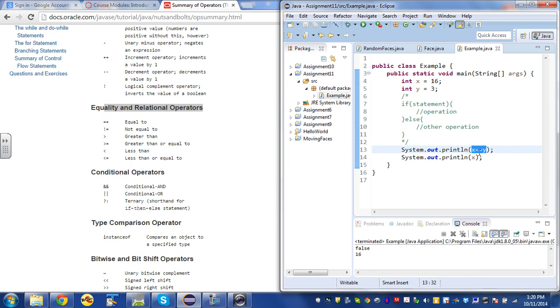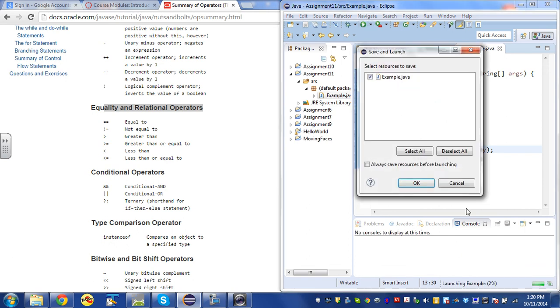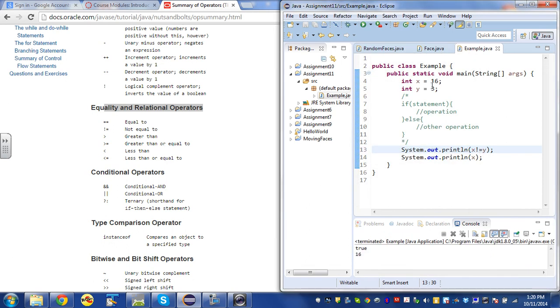Okay. Note that the double equals is very different from a single equals. The single equals is assignment. Single equal is used to store a value in a variable. The double equals is to compare two values. Not equal. So that's exclamation point equal. That evaluates to true if the thing on the left is not equal to the thing on the right. So since x is 16 and y equals 3, x not equal to y is true, because 16 is not equal to 3. Greater than?